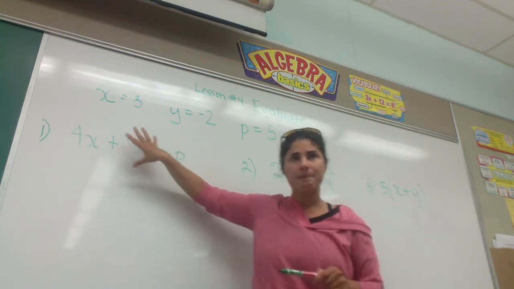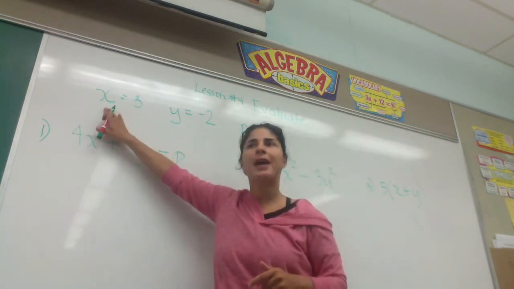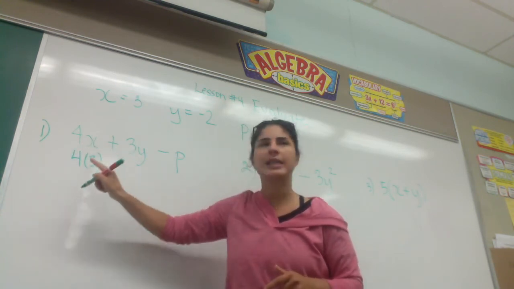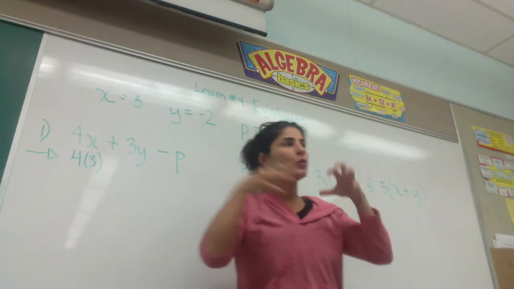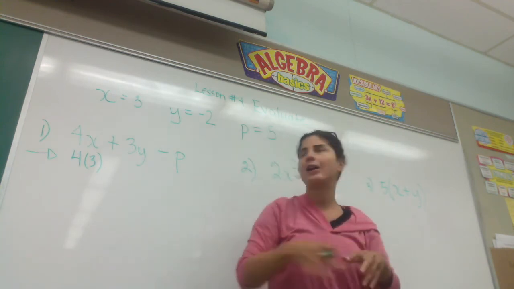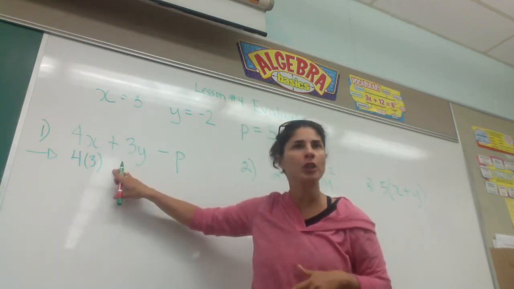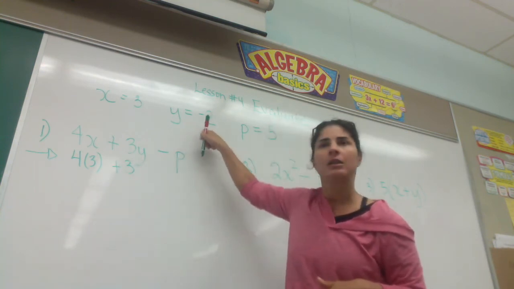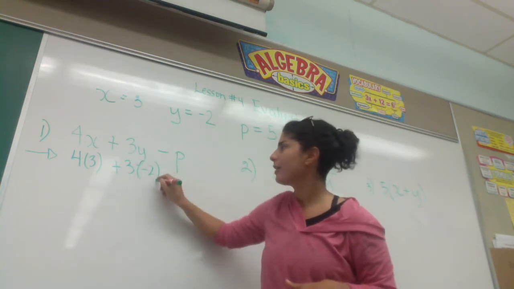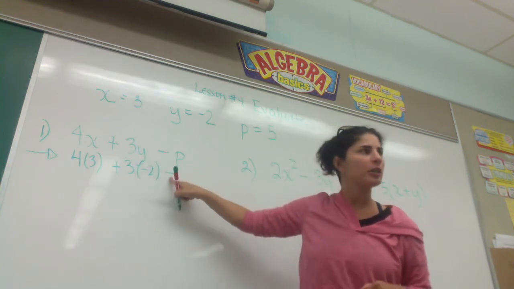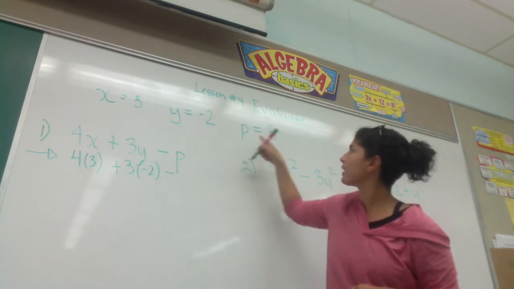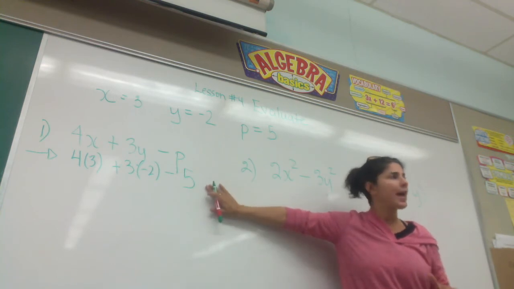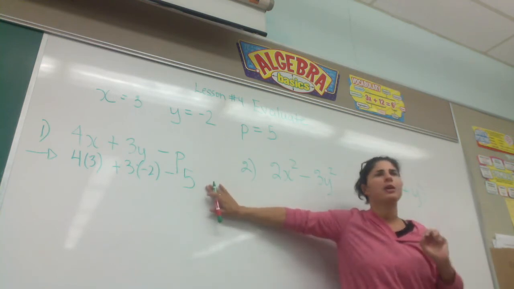What's happening is I told you that the value of x is 3. So this is 4 times 3. You need to do this step. You need to replace your variable with the value. So this step is so crucial, and I count it. So plus 3 times -2, and don't forget, minus whatever p is. Oh, p happens to be 5. If you have this line already, you are going to get part marks.